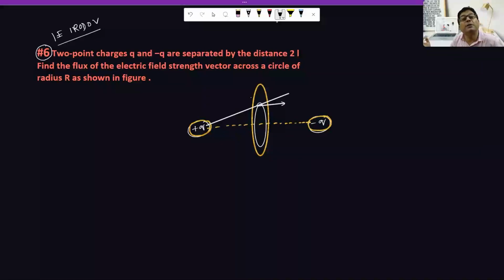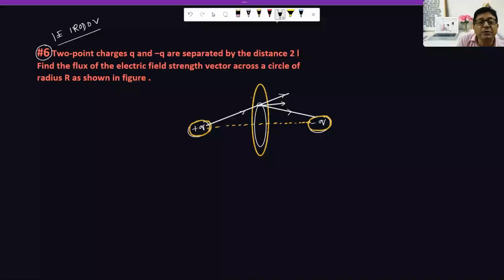But what about the contribution of minus Q? Charges from Q are going out. Field lines are going out, and due to this, field lines are again going out in respect of the observer standing here, because field lines will be originated towards the charge minus Q. Okay. So the strength of electric field will be directed towards the charge.